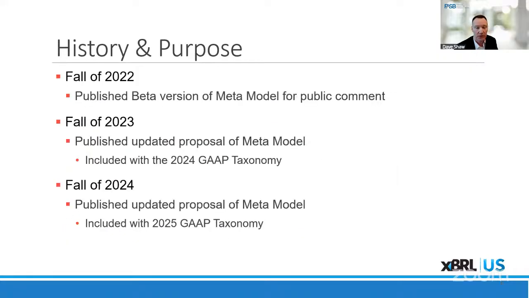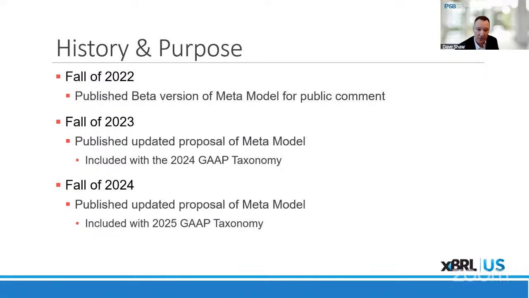So as far as the history of the meta model, in the fall of 2022, we published more like a proof of concept than a beta version of the meta model for public comment. It largely took what Campbell Pride had put together and ensured that we could actually publish out a meta model. Fast forward to the fall of 2023, we published an updated proposed meta model, and that was still very much in a beta phase.